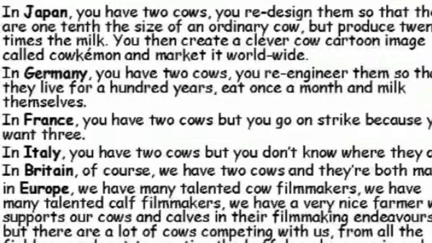In Japan, you have two cows, you redesign them so they're one tenth the size of an ordinary cow, produce twenty times the milk, and then you create a clever cow cartoon image called Cowcomon and market it worldwide. In Germany, you have two cows, you re-engineer them so that they live for a hundred years, eat once a month, and milk themselves. In France, you've got two cows, but you go on strike because you want three. In Italy, you've got two cows, but you've got no idea where they are. In Britain, of course, you've got two cows, and they're both mad.